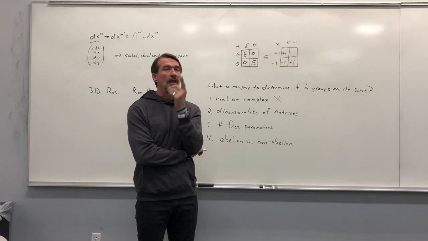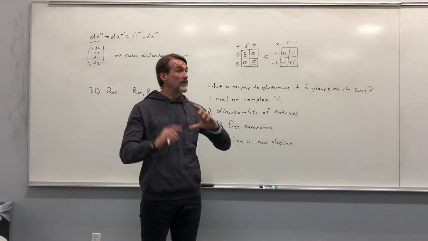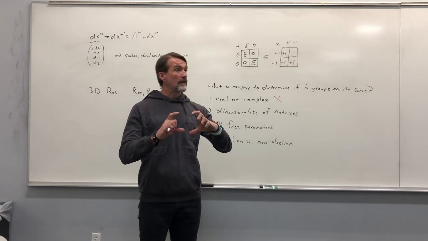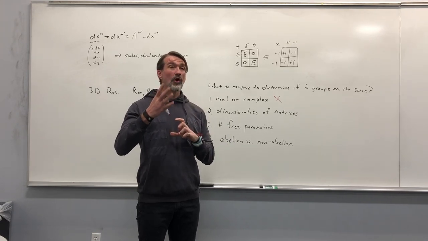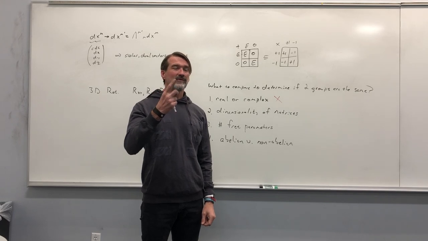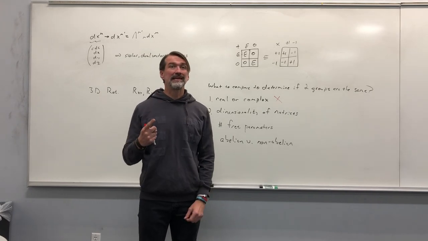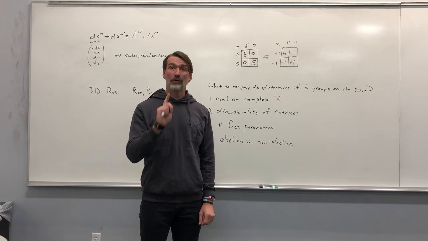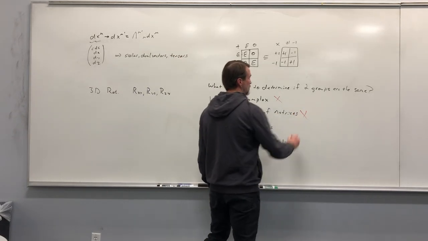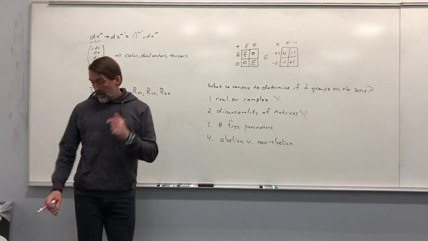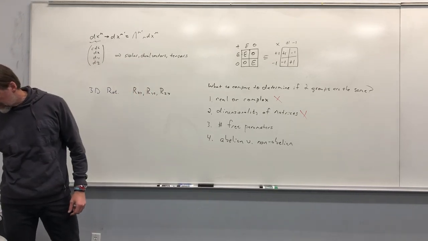I don't think so. Well, remember from your homework when you were doing the square? We started with a four-dimensional representation, and then in your homework you did a two-dimensional representation, then you did a one-dimensional representation, all of the same group. So no, this is not true. Okay? What about the number of free parameters?